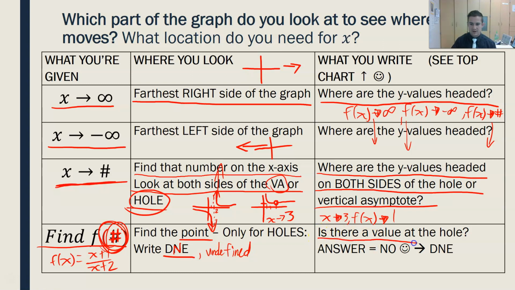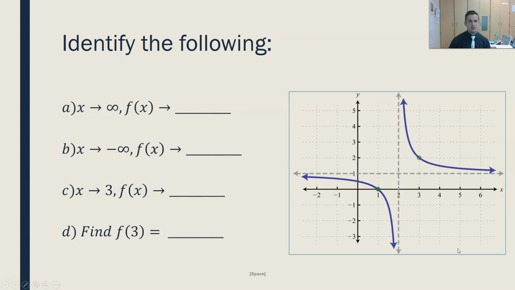So is there a value at the hole? If not, then you put does not exist, or undefined, or no solution, or something like that. So these are the different kinds of problems we might see. So let me show you an example of what a homework problem or a test problem might look like. So right here I have identify the following. So I have this graph. You'll notice I have a horizontal asymptote through y equals 1.